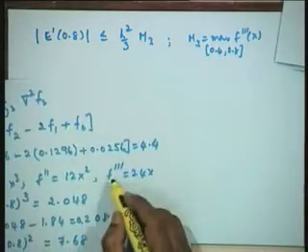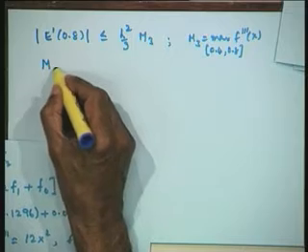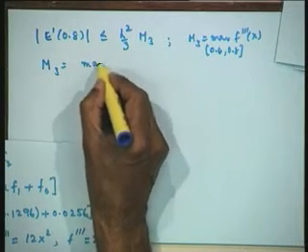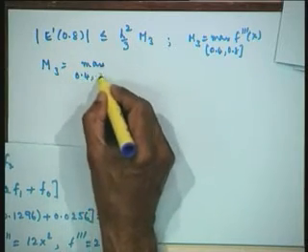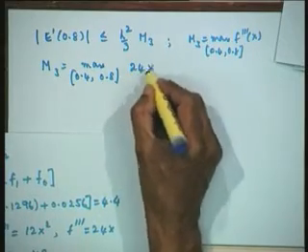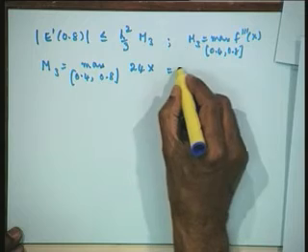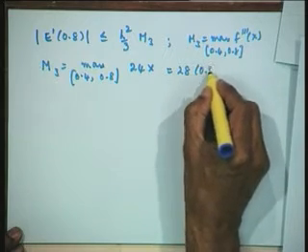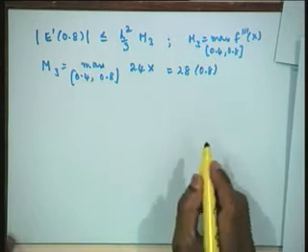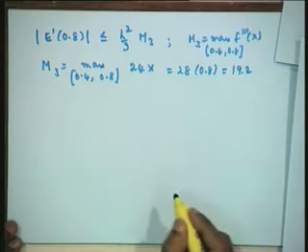Now, we have found the value: the third derivative is 24x. So, I can find out what M3 is. M3 is the maximum within the interval 0 to 0.8. The third derivative is 24x, therefore this is 24 into 0.8, that is equal to 19.2.